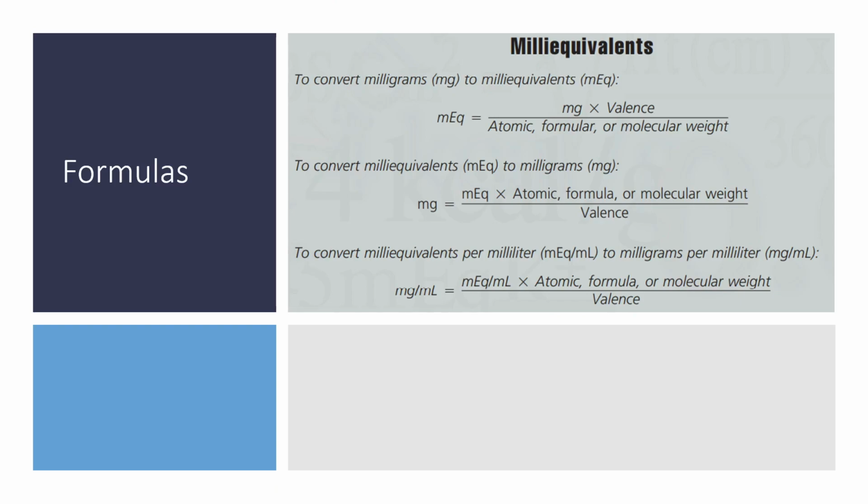Here is the formula for milliequivalents, but I would like to write it so you could more easily remember the formula. The formula for milliequivalents is milligrams multiplied by our valence on top and molecular weight on the bottom.